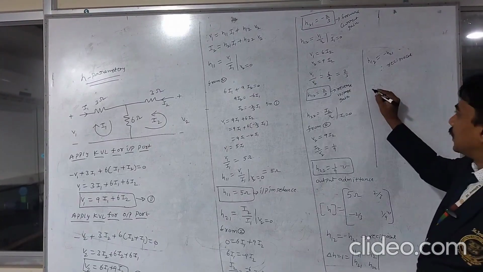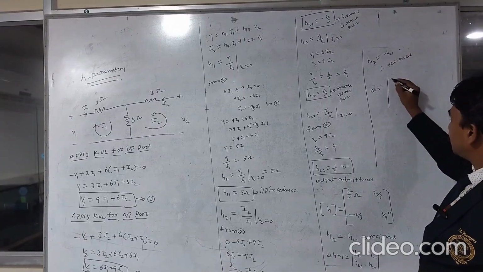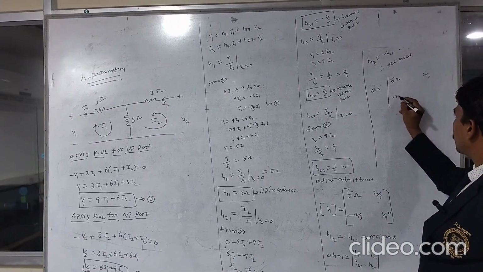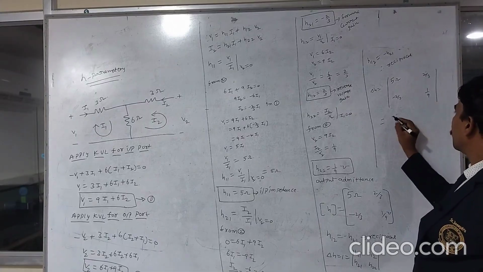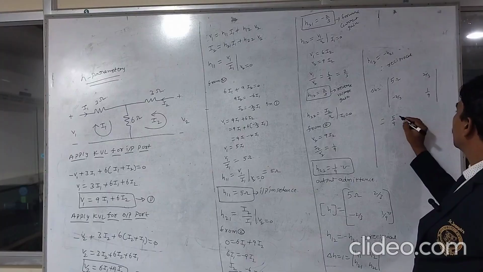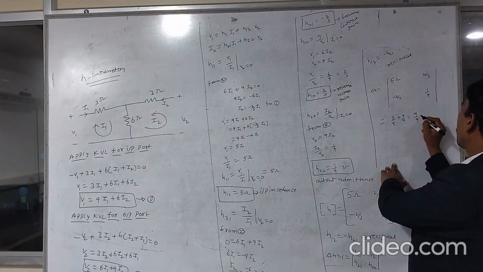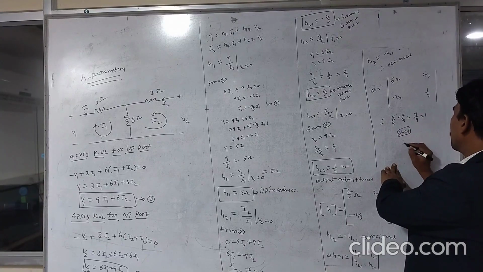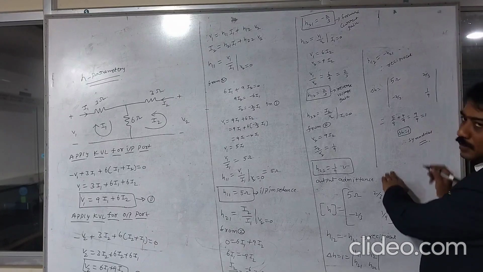Okay. Now we'll check for delta H. H11 value 5 ohm, and then H12, H21, and H22, giving 5 by 9 plus 4 by 9. So delta H equal to 1. So it is symmetrical as well as reciprocal.